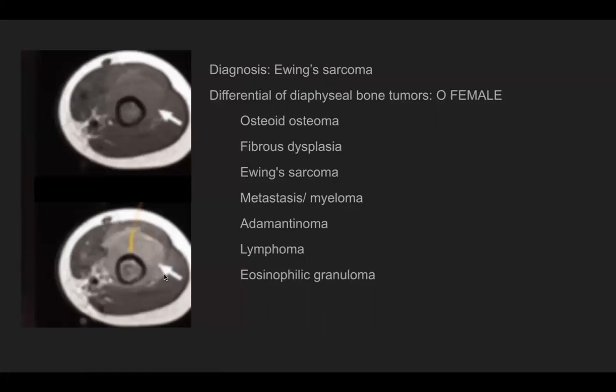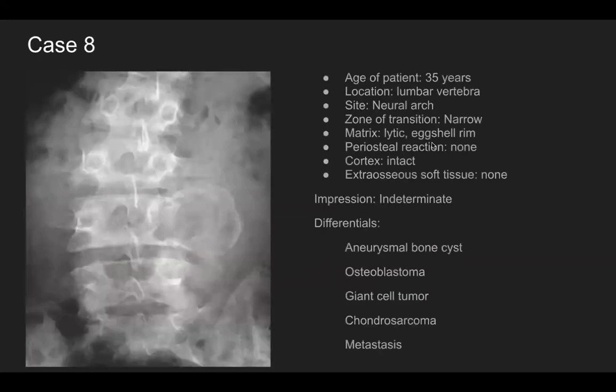And now we learn which tumors can involve the diaphysis of a bone. In order to remember the diaphyseal bone tumors, remember "O FEMALE", a mnemonic which indicates osteoid osteoma, fibrous dysplasia, Ewing sarcoma, metastasis, myeloma, adamantinoma, lymphoma, and eosinophilic granuloma. So these tumors can involve the diaphysis of a bone, more or less. But there can be other tumors also. I think brown tumors can also involve the diaphysis, but in general, remembering this mnemonic will help.